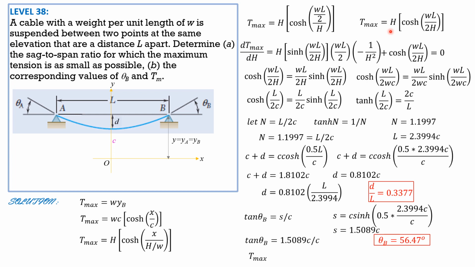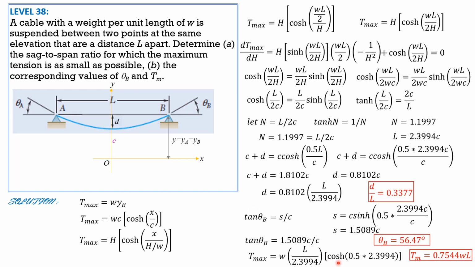where H is WC. So T max equals W and C is L over 2.394, cosh of 0.5 WL. Since H is WC, we can cancel WC. So let's just have it here, C cosh of 0.5 of L over C. So we can cancel C and we can evaluate this value in terms of WL. So T max is equal to 0.7544 of WL. So that's it.